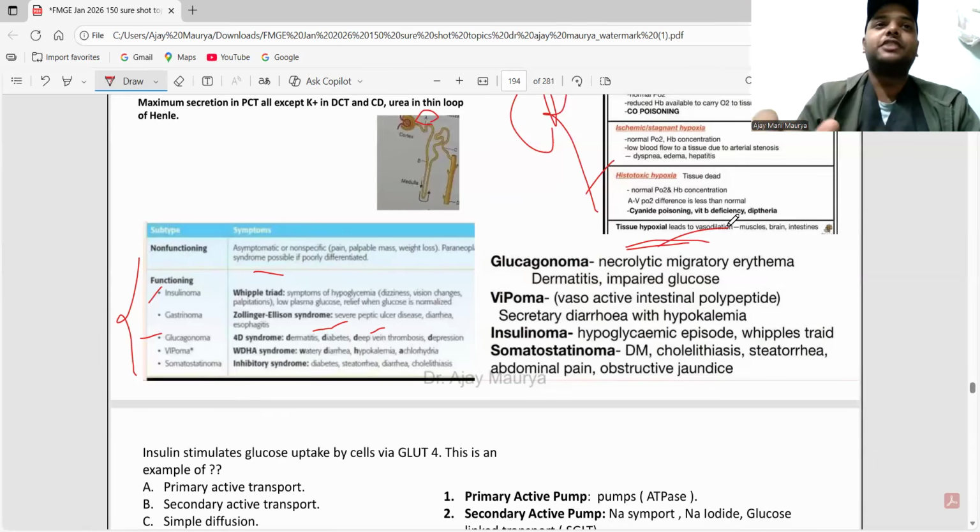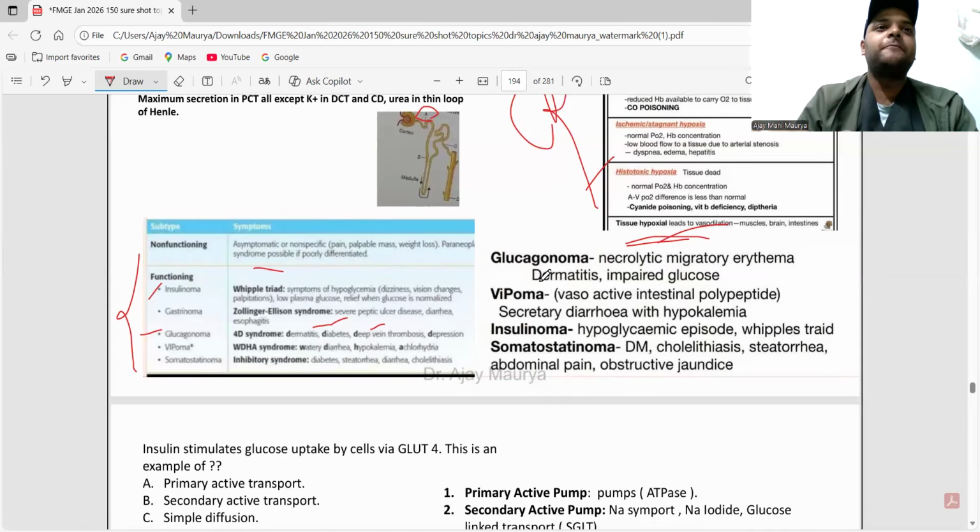Okay. Next one is the Vipoma, vasoactive intestinal polypeptide. Whenever you see Vipoma, it will cause secretory diarrhea with hypokalemia and achlorhydria. So remember in Vipoma there is watery diarrhea, hypokalemia and achlorhydria.